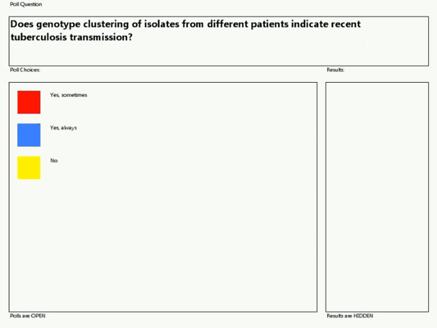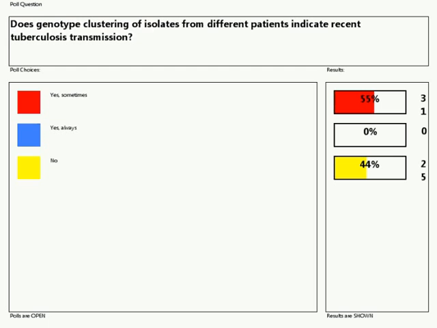So I have a question for you. Does genotype clustering of isolates from different patients indicate recent transmission has occurred? Well, we got a nice mix of answers here. And the answer is yes, sometimes. It indicates that recent transmission may have occurred, but you need more information in the field to understand that answer.